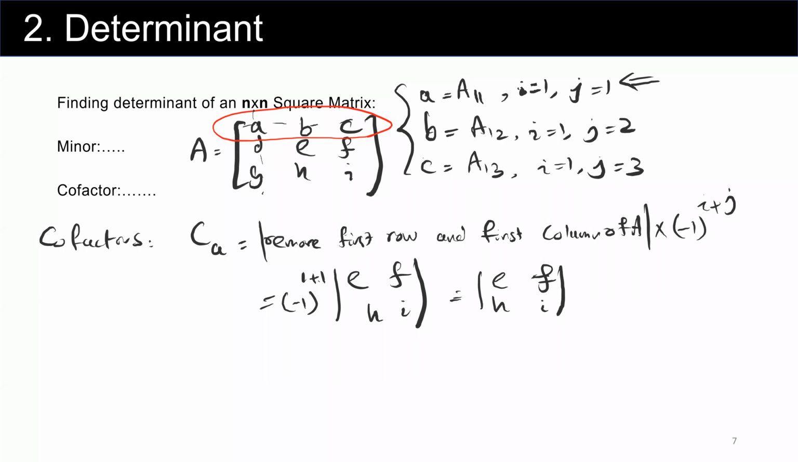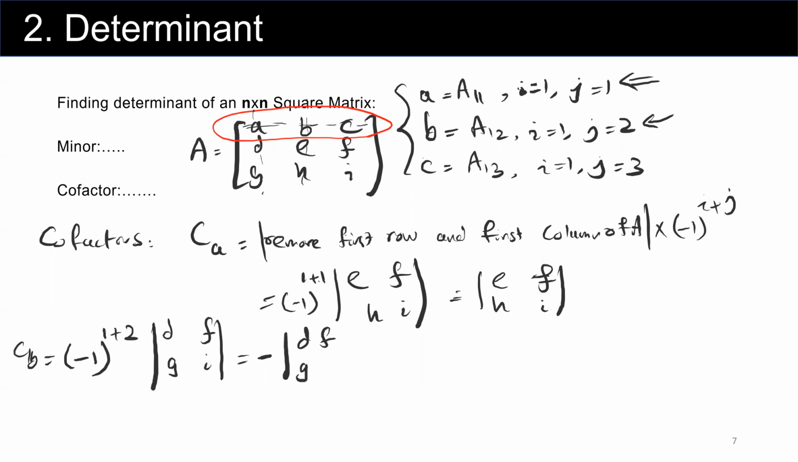So let me have the cofactor of B. For the cofactor of B, the same, -1 to the power i plus j. i is 1, j is 2. Multiplied by, we remove the row and column corresponding to B, and we are going to have D, F, G, I. But -1 to the power 3 is -1.